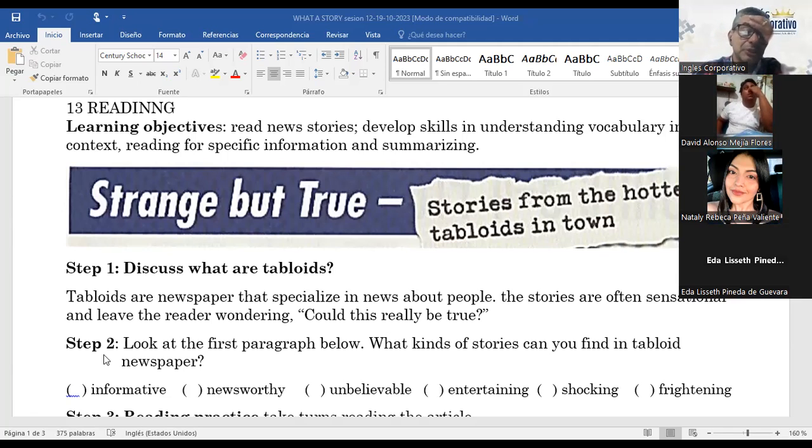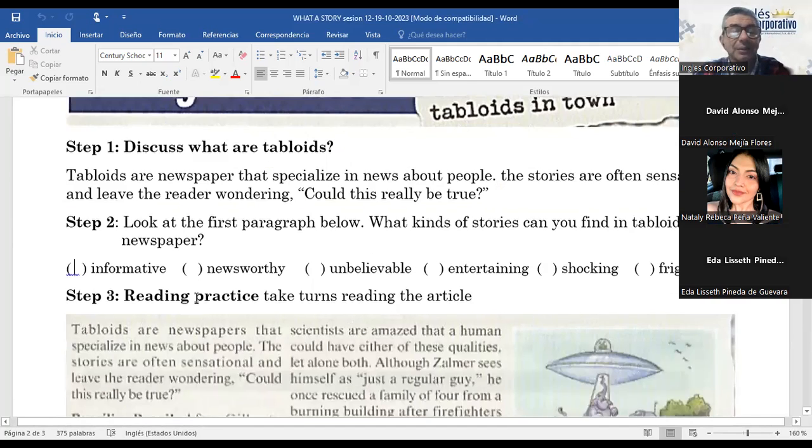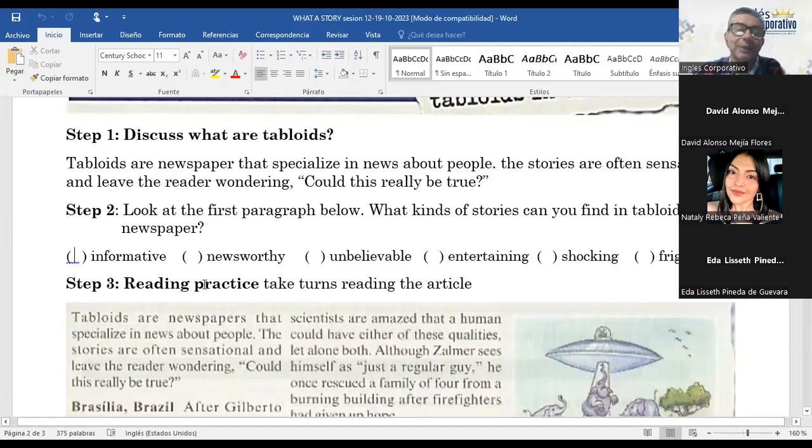So step number two, you're going to check over here, and this is a Word document. Look at the first paragraph below, and then what kind of story can you find in a tabloid? And you check more than once, okay? Maybe two of these are correct, three or four, or maybe all, I don't know. So that's the thing that you're going to discuss in your group.